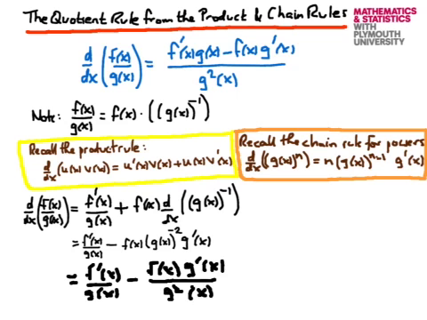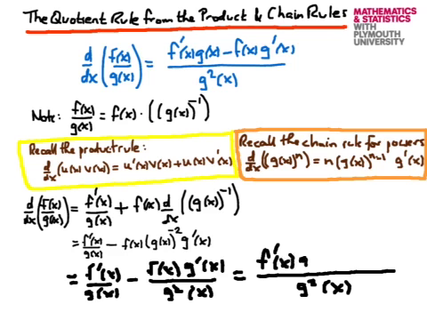And if we wish, we can put these on a common denominator, and the common denominator is g of x squared. And in the numerator here, if we want to put this over g squared of x, we must multiply the numerator here by g of x. So that's exactly what we're going to do. We write the derivative of f of x multiplied by g of x minus f of x multiplied by the derivative of g of x.